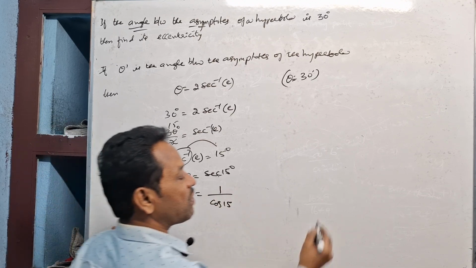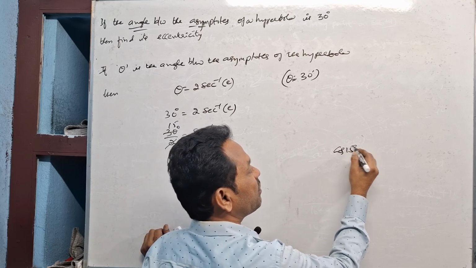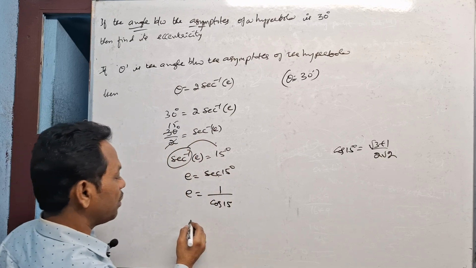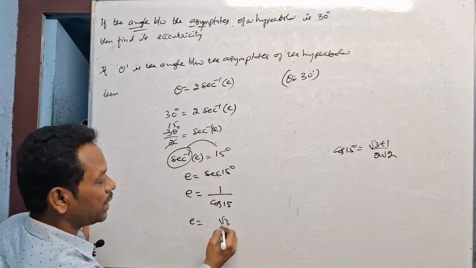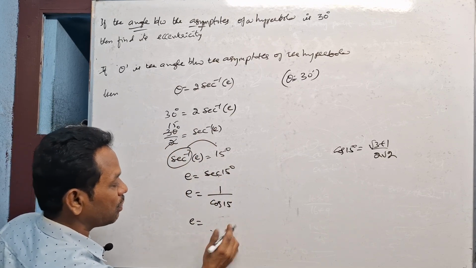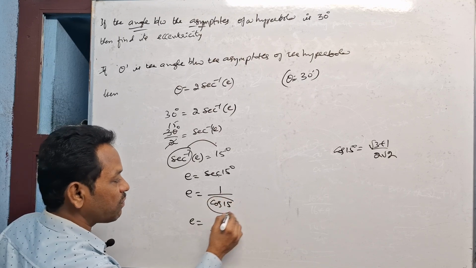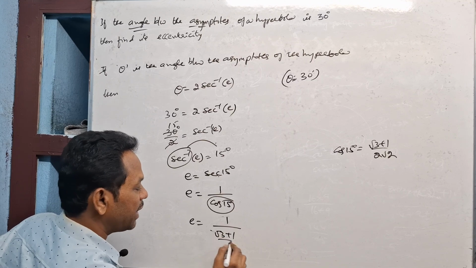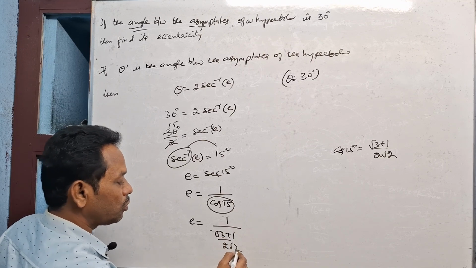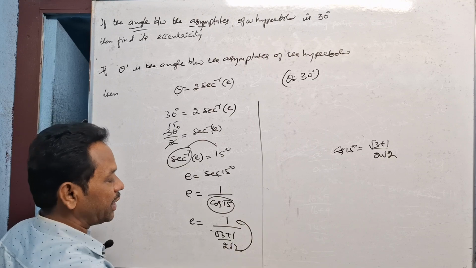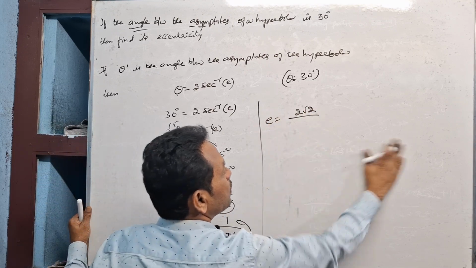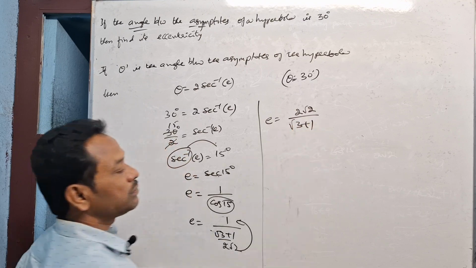So what is the value of cos 15? cos 15 equal to root 3 plus 1 by 2 root 2. So E equal to 1 by, in the place of cos 15, let me put this value, root 3 plus 1 by 2 root 2. Now 2 root 2 is shifted to numerator. So we'll get E equal to 2 root 2 by root 3 plus 1.